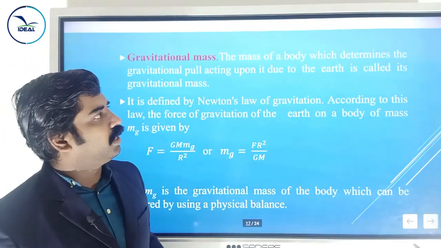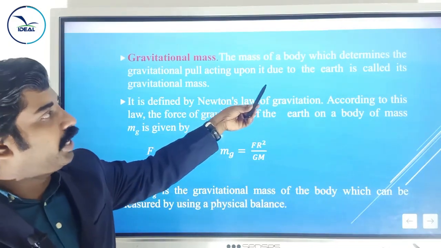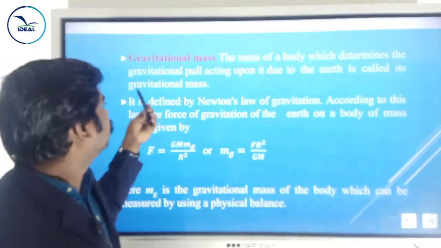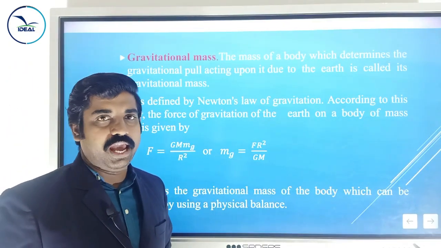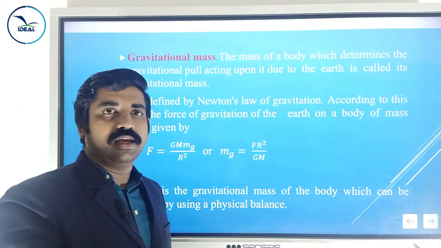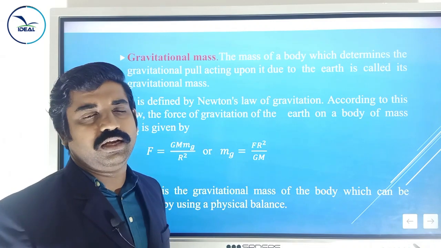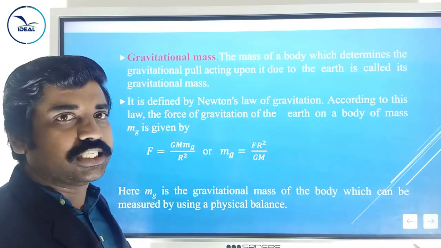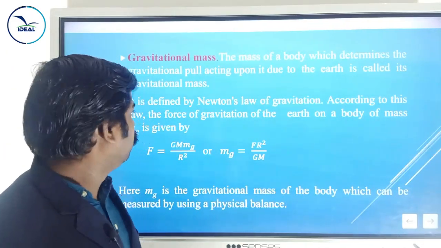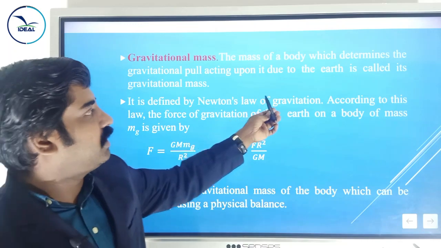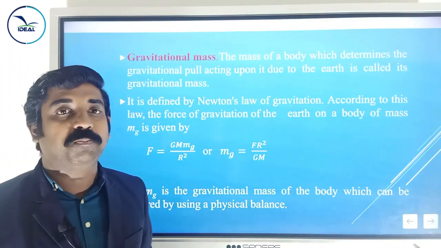The mass of a body which determines the gravitational pull acting upon it due to the earth is called its gravitational mass. Every object attracts each other, and also the earth attracts every object to its center. There is a pull, so that pull depends on the gravitational mass. It is defined by Newton's law of gravitation. You have an idea about that: F is equal to G m M by r square.